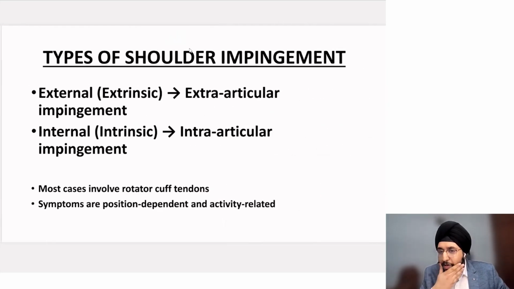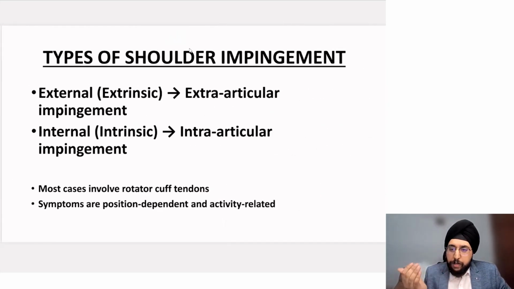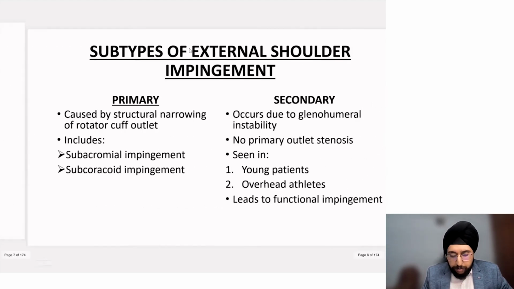So very simple, there are two types. One is extra-articular and one is intra-articular impingement. One is basically inside the capsule, so the structures which are inside the capsule are involved. And the extra-articular one, very simple, involves those structures which are outside the capsule.